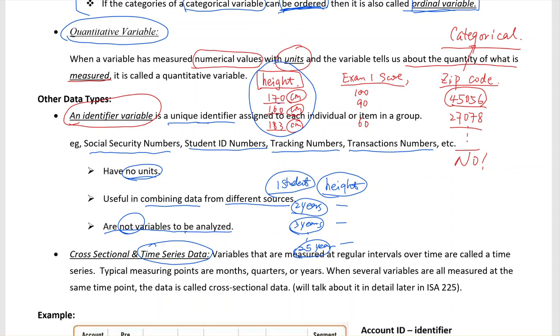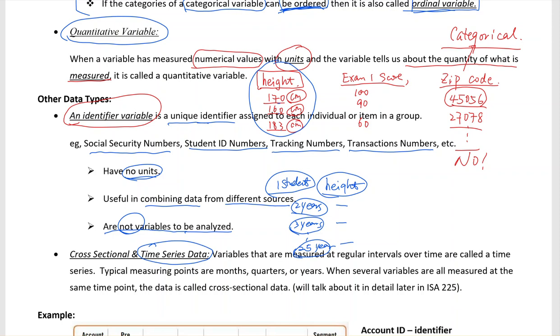All right. And sometimes when several variables are all measured at the same time point, the data is called cross-sectional data. So generally, of course there will be special cases, but if it is not time series data, then it is cross-sectional data, because either it is over time or at the same time point. But there are different cases.